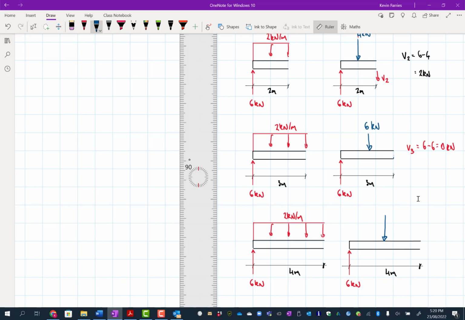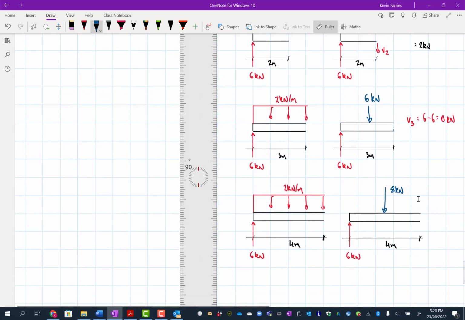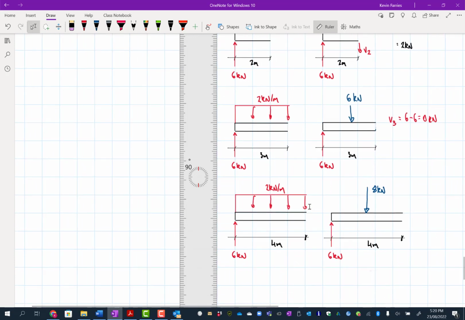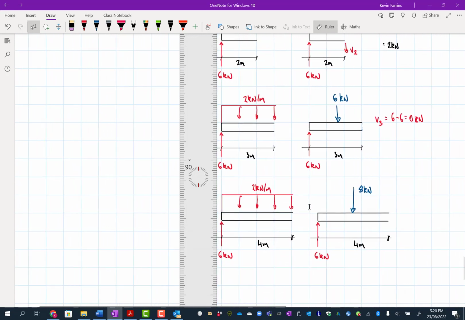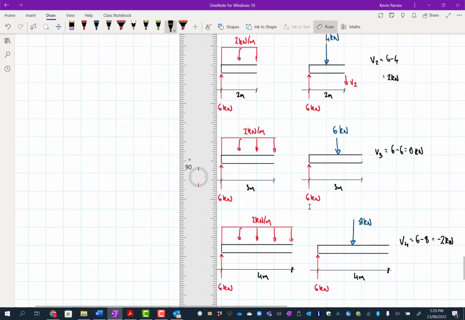And so this time, this would be 8 kilonewtons would be the equivalent point load, just the area under the line load, or the area under the UDL in this case, because it's uniform. And so this time, the way I'm doing all these in different colors, this time V at 4 meters would be 6 take away 8, which is going to be minus 2 kilonewtons.